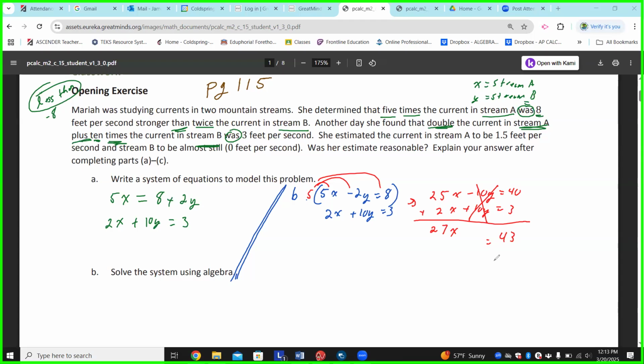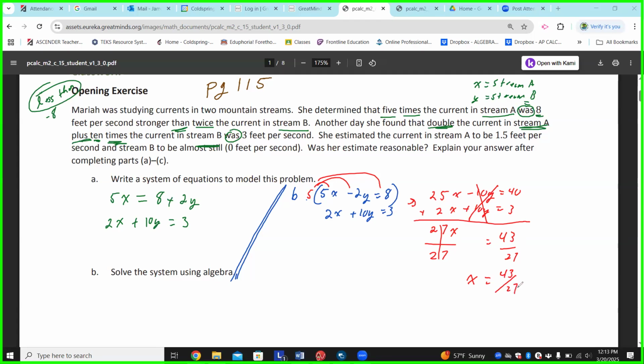Now I can solve this. How would I solve this? Just division, right? I would divide both sides by 27. Does 43 divided by 27 simplify? Doesn't go by 3. I'm pretty sure 43 is a prime number. Yep. So therefore, here's your answer.